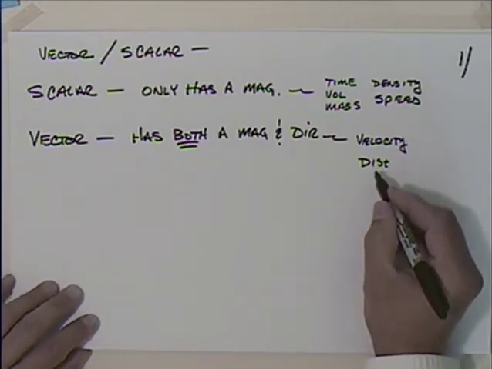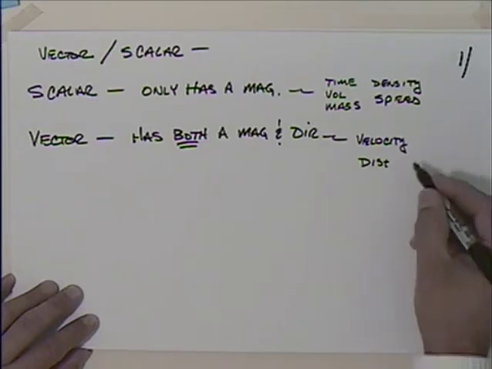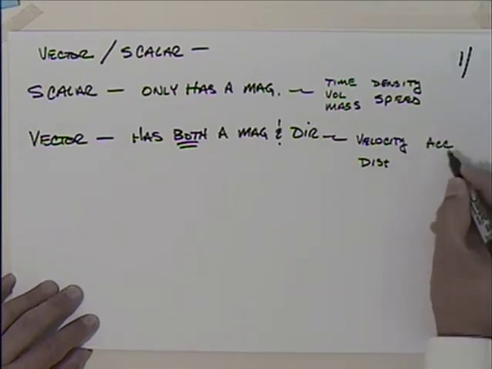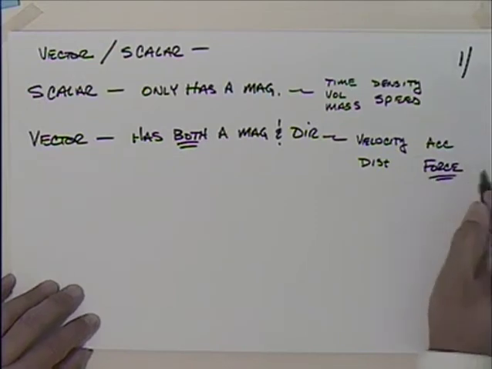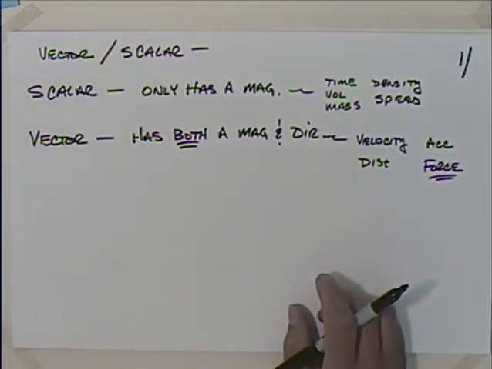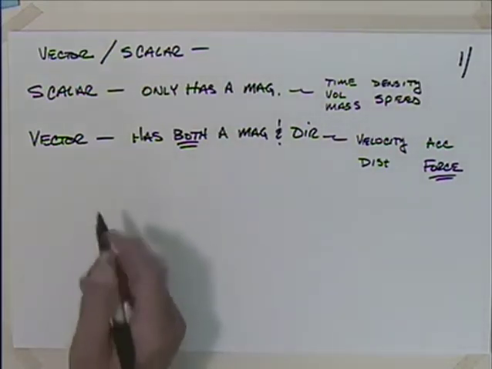position, if you will. Of course, if we differentiate velocity, we get acceleration, and force, and that's why we're talking about this. We're going to be using a lot of force vectors. So those are some examples of scalars and vectors.